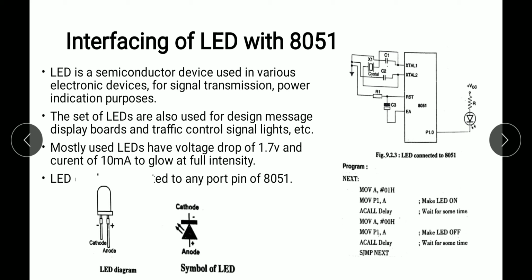After that, MOV A, #00H. Now we move the 0 value into the accumulator. Then whatever value is present in A, we move into P1. Then the LED is off, because we put the 0 value into A, so the accumulator is 0. After that we again call the delay program. The delay may be 50 microseconds, 20 microseconds, or 1 microsecond. It depends on what delay you mention in the delay program.